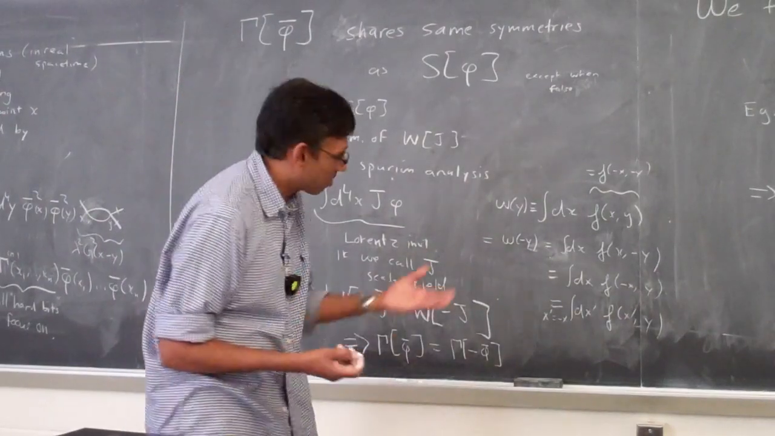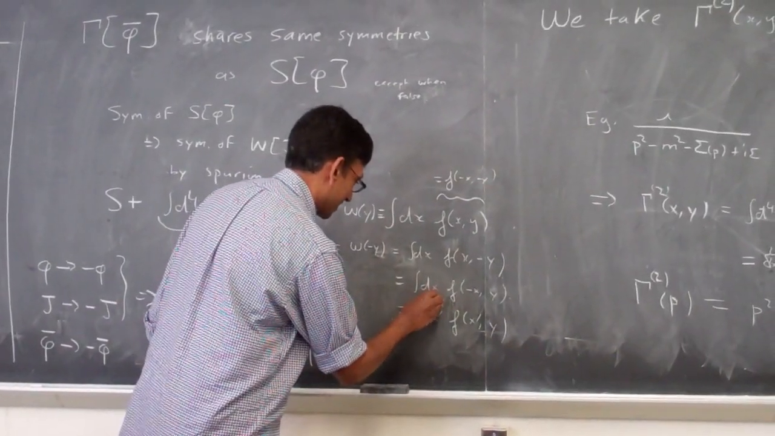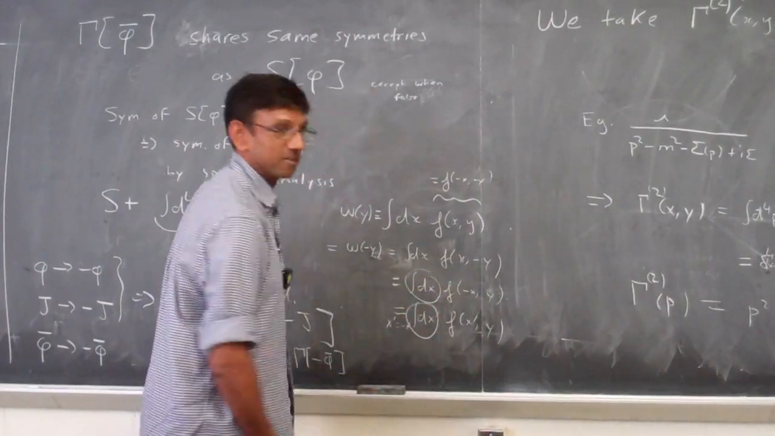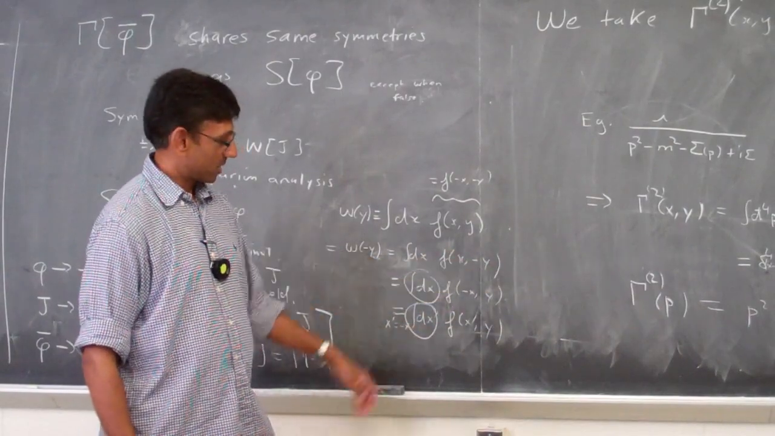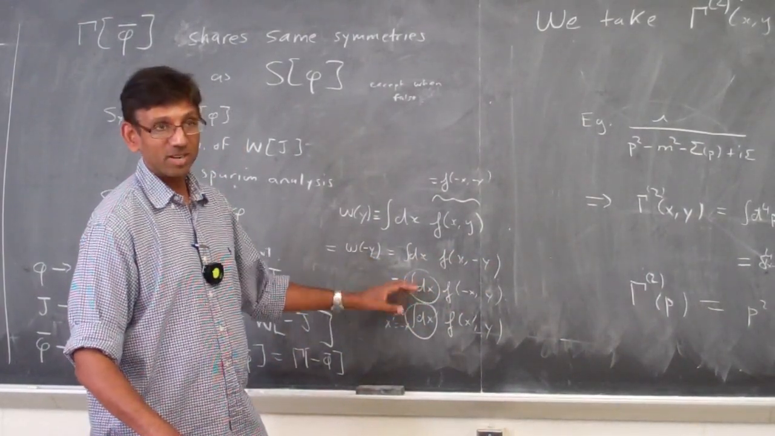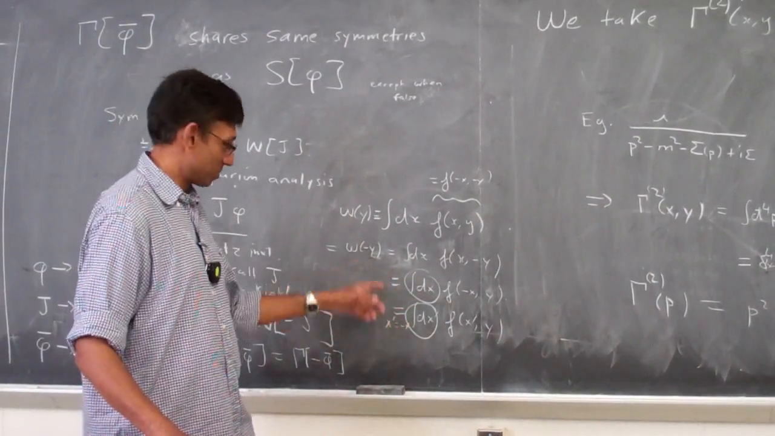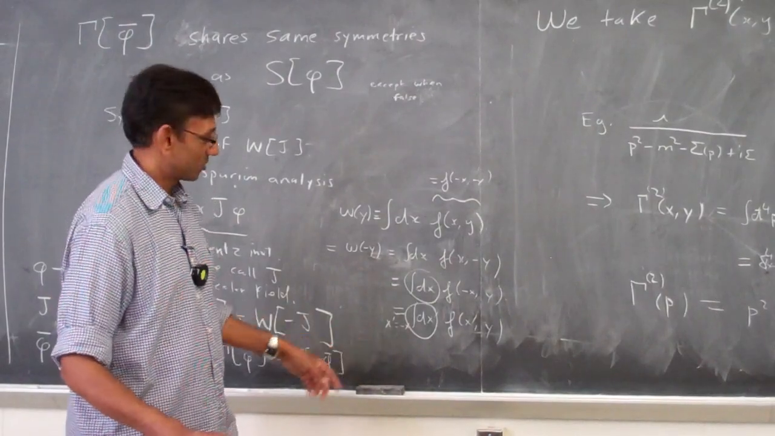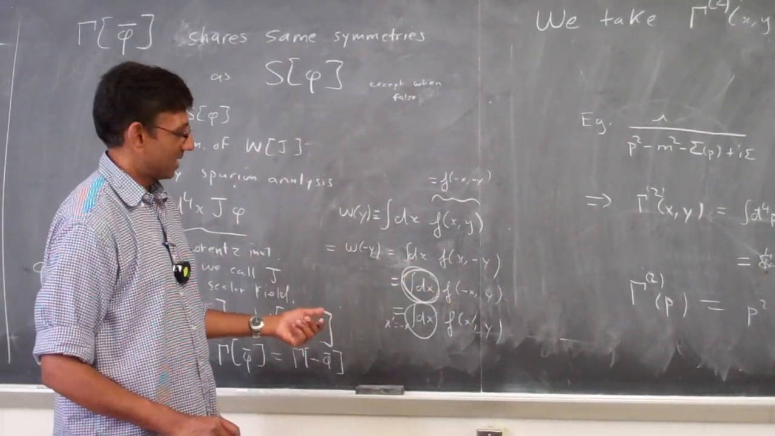And there's only one place where you could worry, and that's calculating the Jacobian here. The integrand is symmetric. What if the measure was not symmetric? Then you'd be in trouble. Then you wouldn't be able to complete this proof. So whatever this measure is has to be symmetric, otherwise you're good.